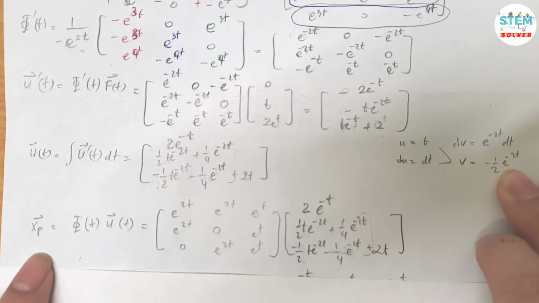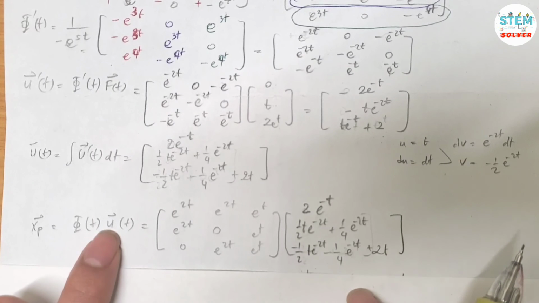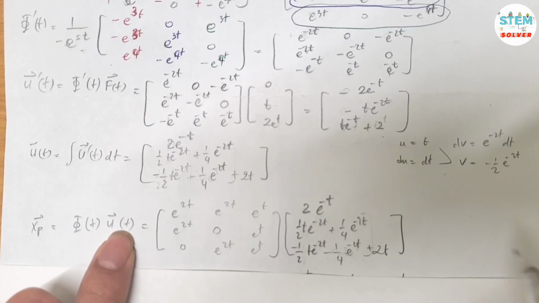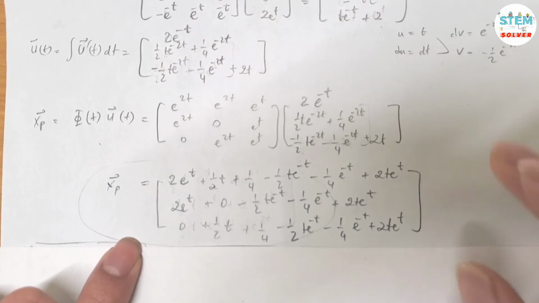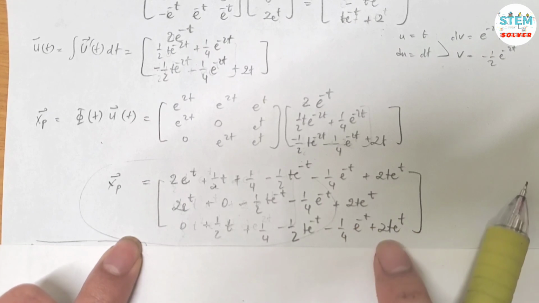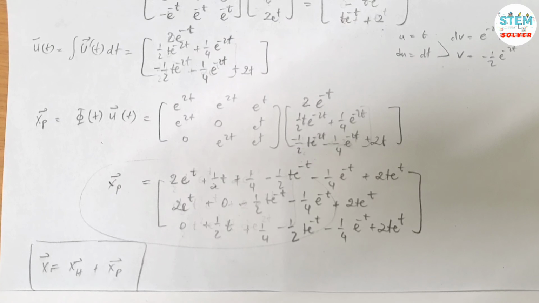It's easy and simple, so I'm not going to go over it in detail. Now your non-homogeneous part is equal to phi of t times u of t. Here's phi of t, here's your u of t, what you just found. Multiply them together, it will give you this matrix. This matrix is your non-homogeneous part. Then the final solution is equal to the homogeneous part plus the non-homogeneous part.